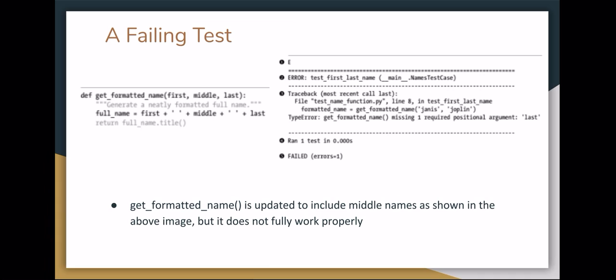So we're going to talk about a failing test now. In this case, getFormattedName is now updated to include middle names, as shown in the image above. Even though getFormattedName now does successfully work for those users who actually have middle names, it fails for those who do not have a middle name.